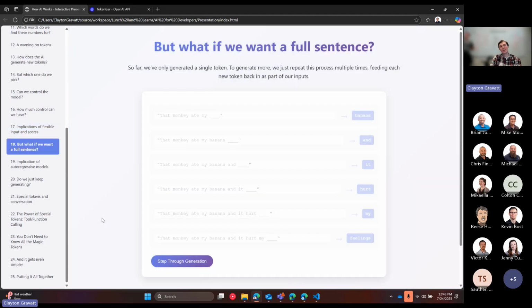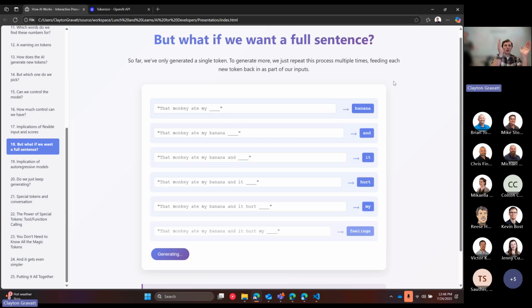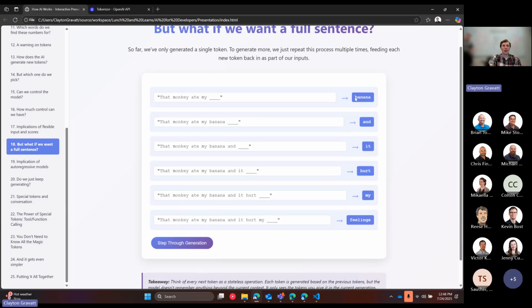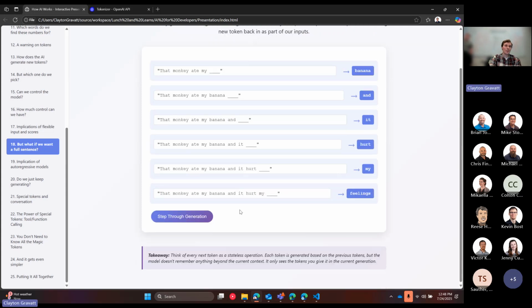Great. All right. So far, we generated one next token, our banana or apple. What if we want a full sentence? Well, it's pretty simple. We can just rinse and repeat that process multiple times. As we're generating new tokens, we can just take that output token and append it onto our input and run it again. And just keep going. So banana now participates as part of our input. That monkey ate my banana and it hurt my feelings.